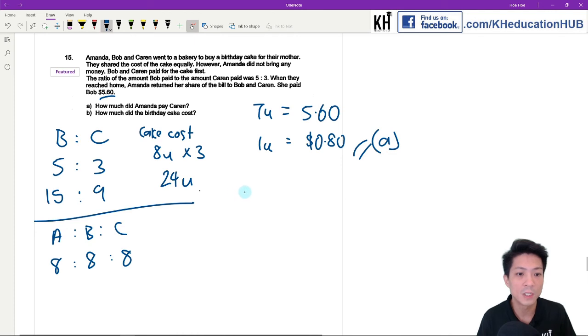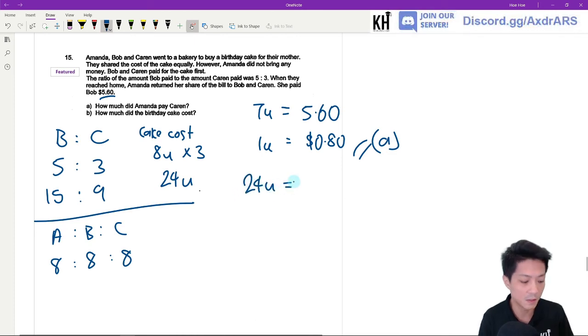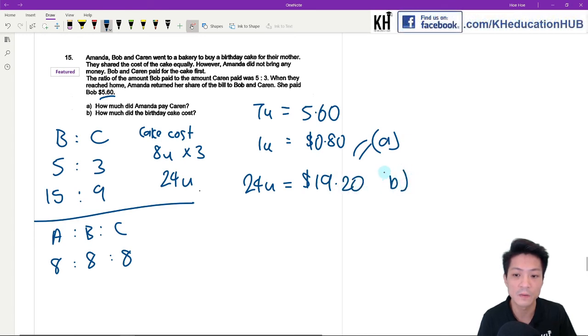For part B, how much did the cake cost? The cake cost 24 units. 80 cents times 24 is $19.20. This is the answer for part B.